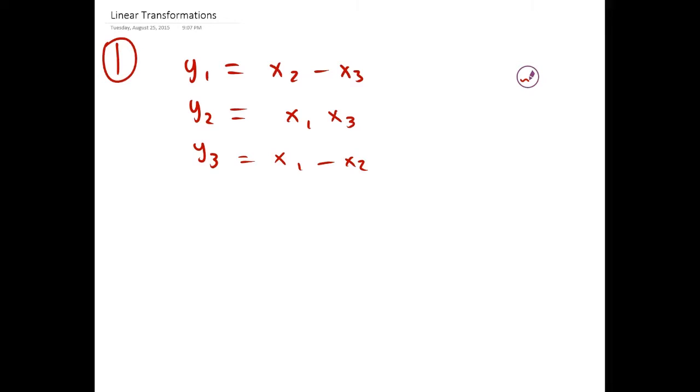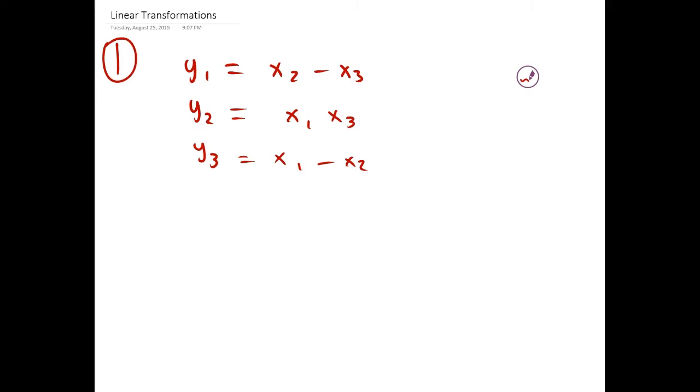So for our first problem, we have this linear transformation given by these three equations: y1 equals x2 minus x3, y2 equals x1 times x3, and y3 equals x1 minus x2. And we're asked to find if this transformation is linear or not.